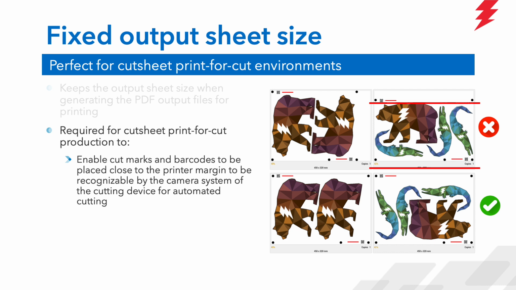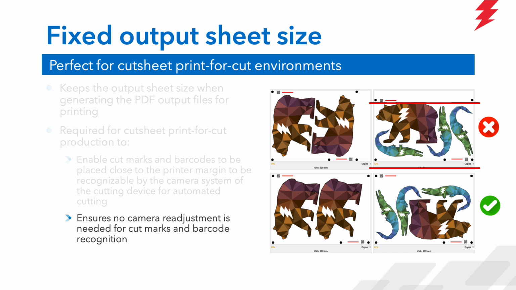This type of output is required for cut sheet print for cut production because cut marks and barcodes need to be placed close to the printer margin to be recognized by the camera system of the cutting device for automated cutting. If cut marks or barcodes deviate by more than approximately 1 centimeter between 2 sheets, it would require a camera readjustment. This feature also enables true shape nesting print production when driving cut sheet presses and automated cutting.